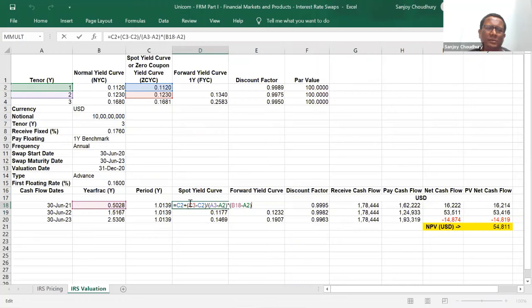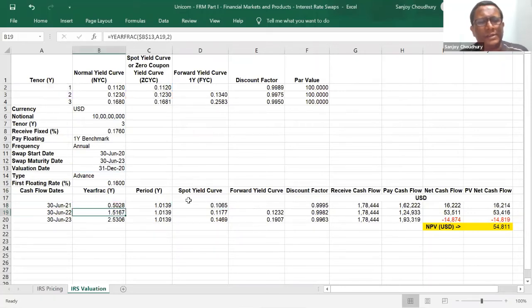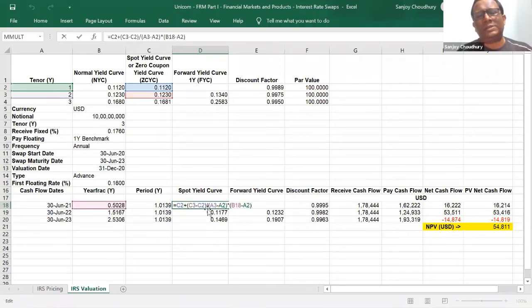So this part, C3 less C2 divided by A3 less A2, is the difference in yield for 1 unit change in the year. This is multiplied by the difference, in this case B18 less A2, which is 1 year. So for the 0.5 year difference, what is the adjustment you need to make with this particular yield curve? As this particular tenor is less than 1 year, this is extrapolation, but the same formula holds for interpolation.